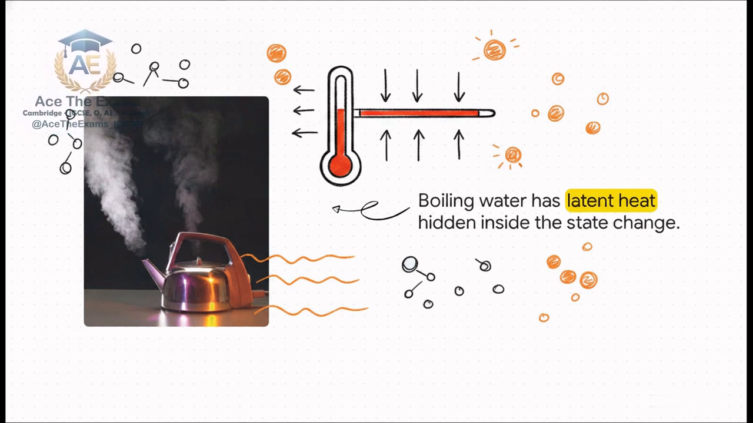Why? Because of something called latent heat. At 100 degrees, the heat energy stops raising the kinetic speed of the particles. Instead, that energy is going entirely toward tearing the particles apart. It's overcoming their attractive bonds to force the liquid to turn into a gas. The heat is basically hidden, which is exactly what the word latent means, inside the state change itself.